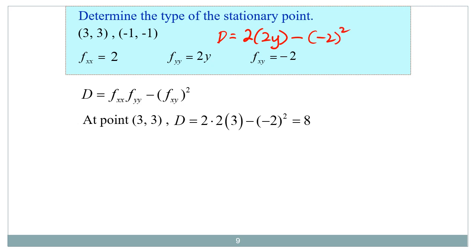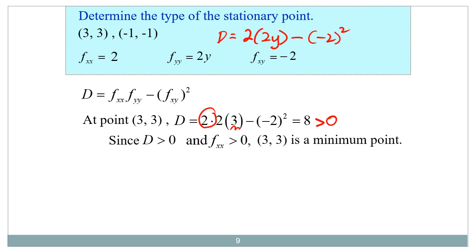So for point (3, 3), we need to replace the y with 3. So we have the answer equal to 8. And since D is more than 0, 8 is more than 0, and also the f sub xx, which is 2, is also more than 0, a positive value, then this point (3, 3) is a minimum point.